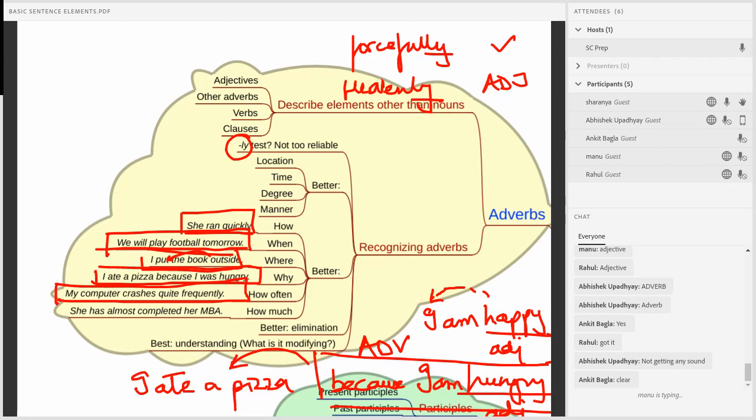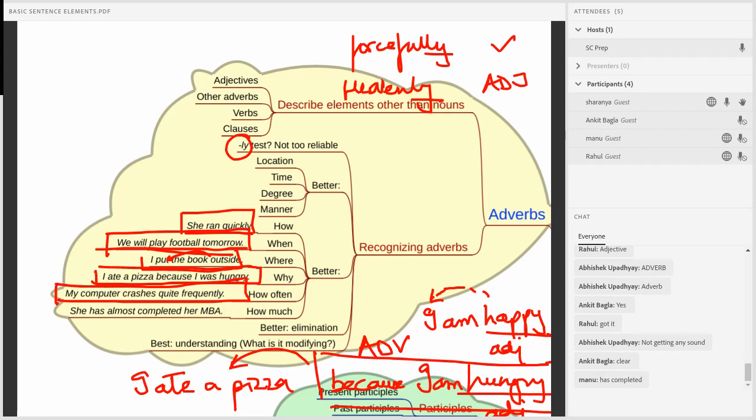In the last sentence, she has almost completed the MBA. Almost completed, or has almost completed? So let me ask you a different question. What do you think is the verb over there? The verb could be has. Yeah, has is a helping verb here. The full verb is has completed.